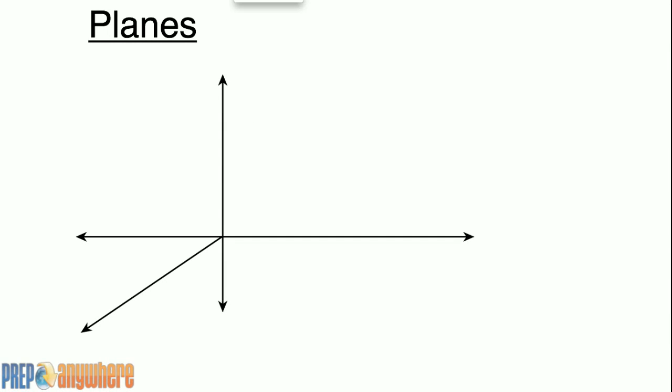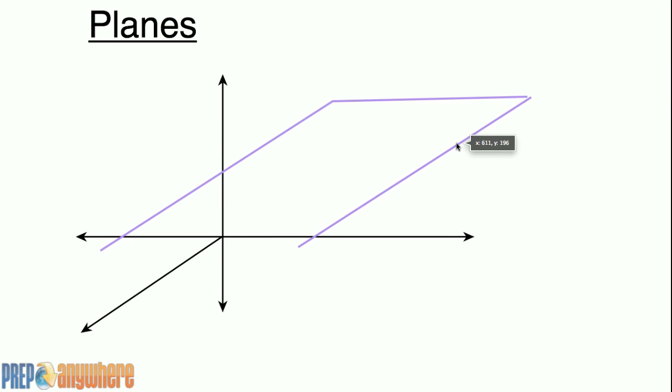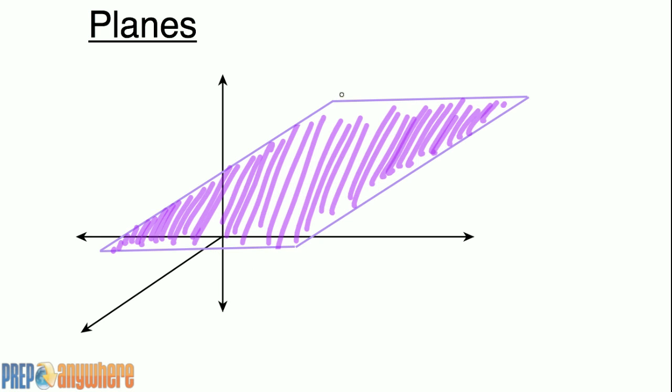So planes. Let me draw a plane. The key to drawing a convincing plane is to draw with parallel lines, like this. This is not a finite plane. I just stop drawing it. It actually expands in that direction, in all directions.